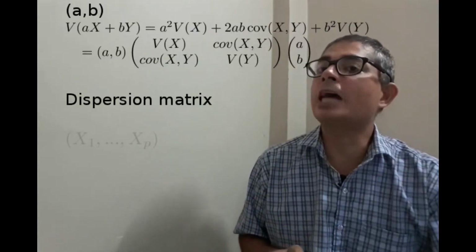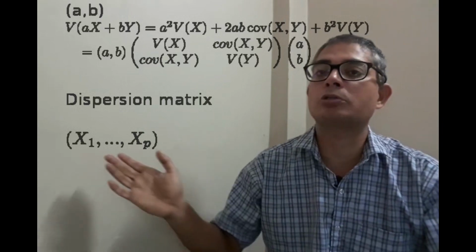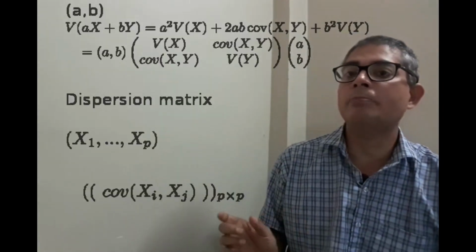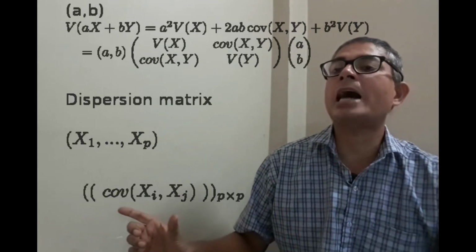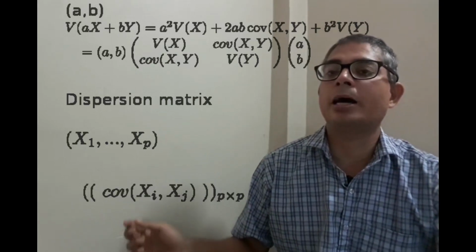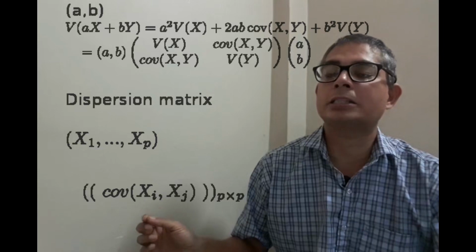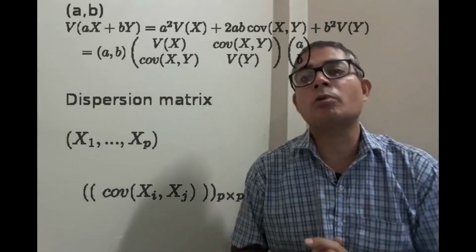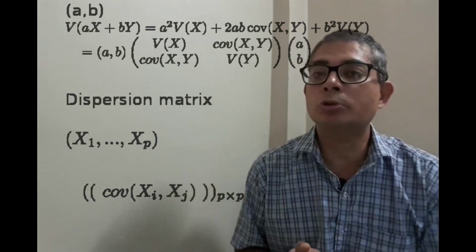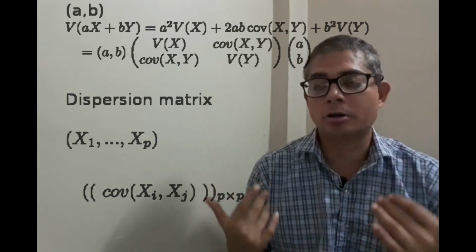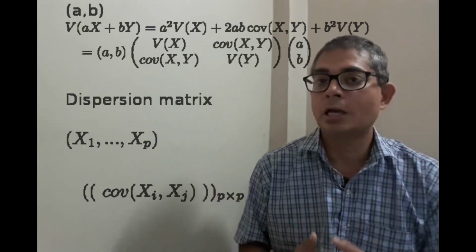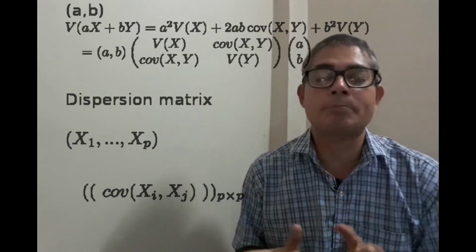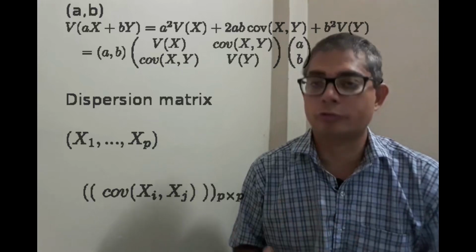If we have a p-dimensional random vector x1 to xp, then its dispersion matrix is a p by p matrix where the ijth entry is given by the covariance between xi and xj. Now this method works both for a probability distribution as well as for computation based on samples. Let's see the computation of this based on a sample using the R software.